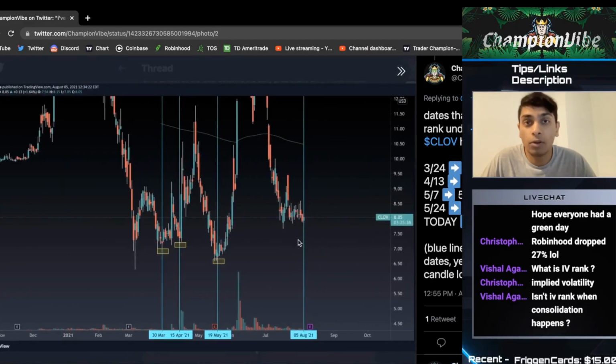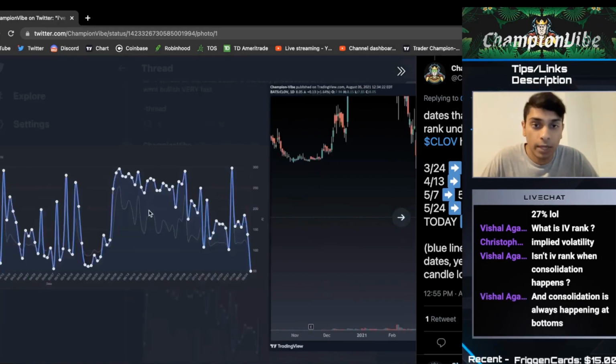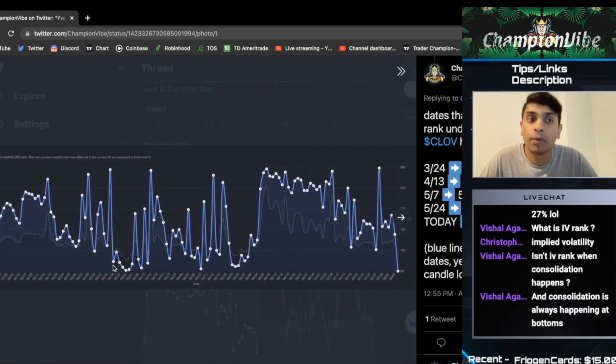And who knows, maybe it takes a few days, maybe it takes a few weeks. You never know. It always depends on a bunch of different things. But just looking at this chart, the last 3-4 times the IV rank did come down to this level, Clover did bounce within a week to a couple weeks.